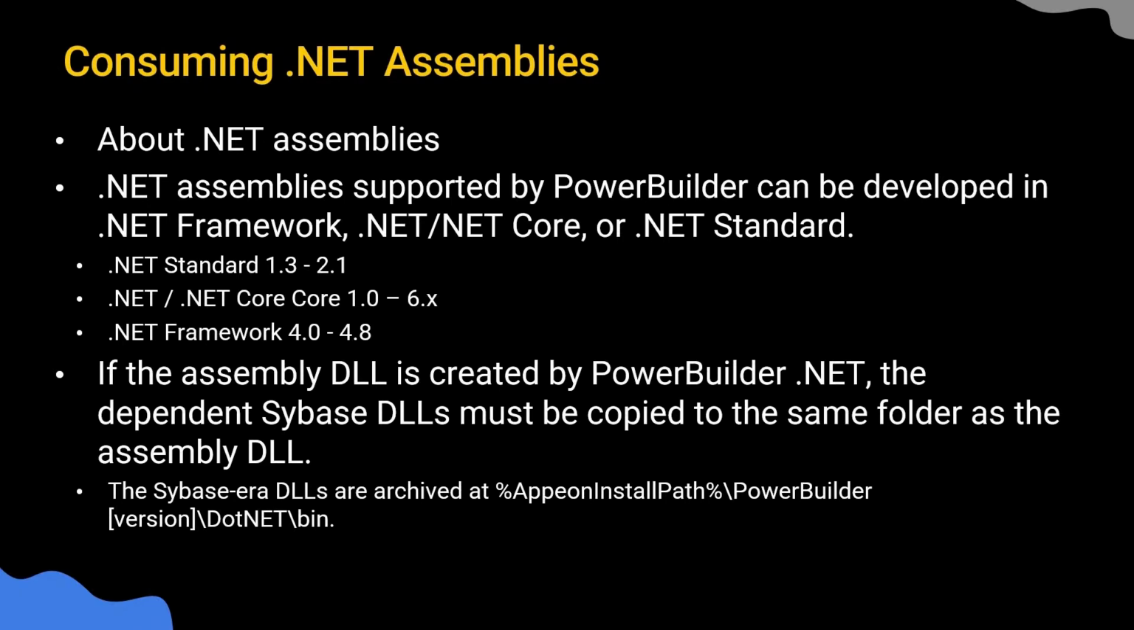If the assembly DLL that you're going to call into was created by PowerBuilder.net, and I'm talking about the old PowerBuilder.net, then the dependent Sybase DLLs must be copied into the same folder as the assembly DLL. So there are some Sybase era DLLs that are archived under the Appian PowerBuilder installation folder for the binaries to be able to call back into old legacy PowerBuilder.net managed code DLLs.